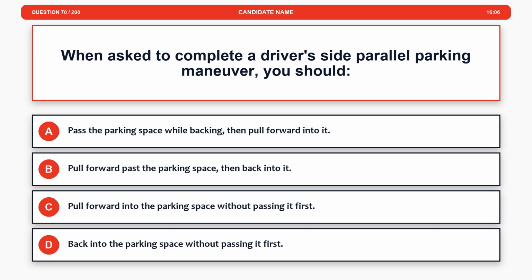Option A. Pass the parking space while backing, then pull forward into it. Option B. Pull forward past the parking space, then back into it. Option C. Pull forward into the parking space without passing it first. Option D. Back into the parking space without passing it first.